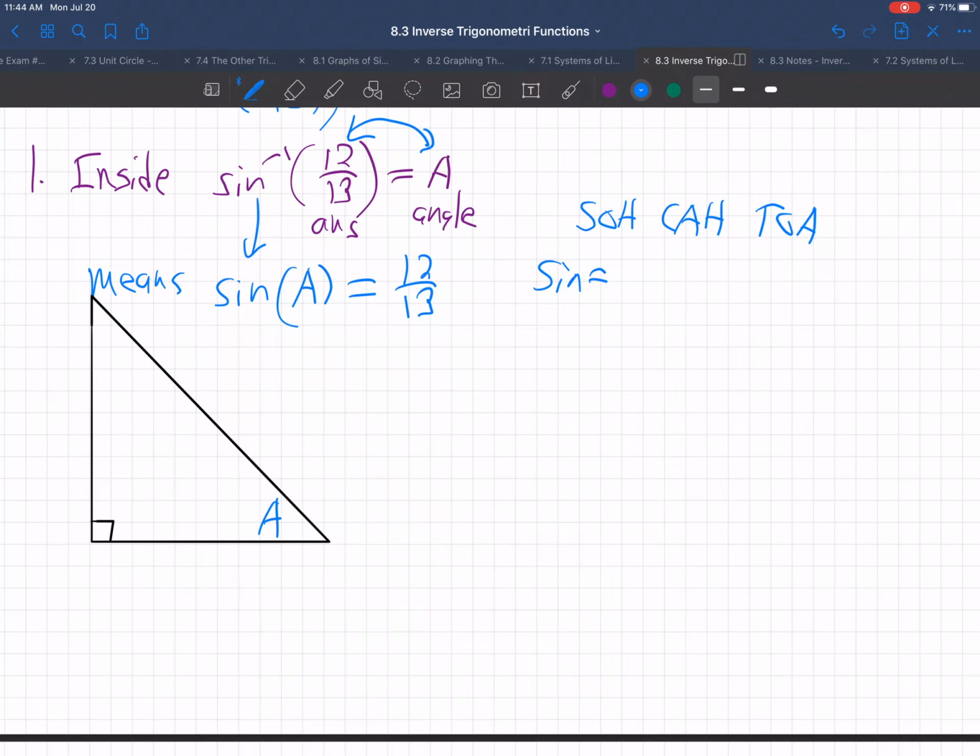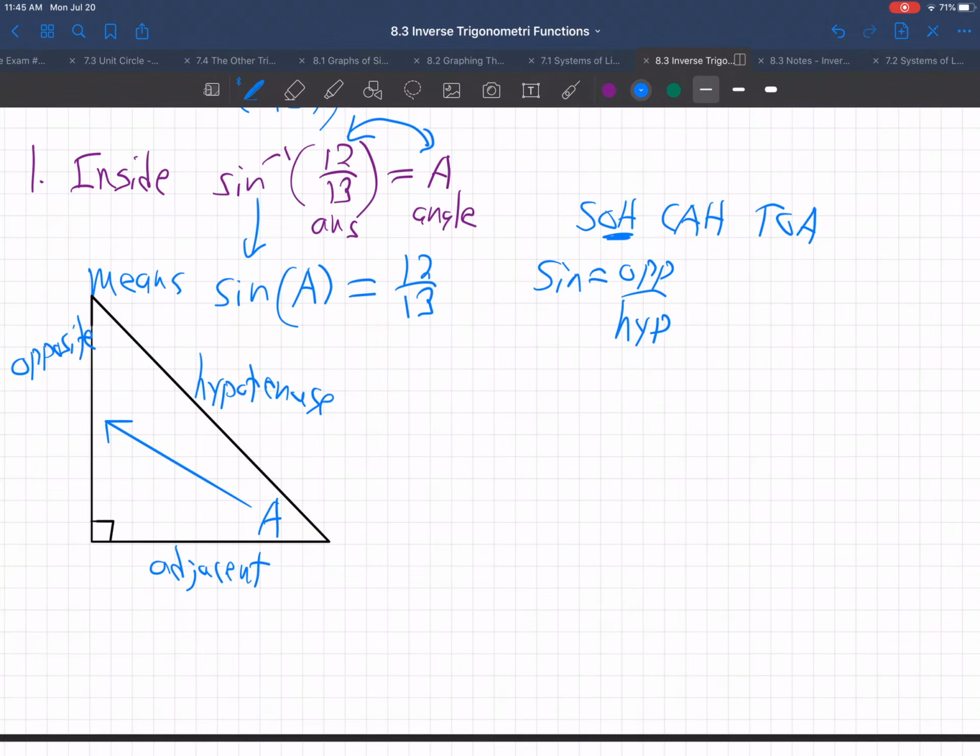Sine is what? Sine means opposite over hypotenuse. So this side is the opposite, at least if you put A in the lower right corner. This is the hypotenuse, of course, because it's across from the right angle. And then this side must be the adjacent because it's next to A. That's what adjacent means, like your neighbor lives adjacent to you, next to you. Okay, so what's sine? It's opposite over hypotenuse.